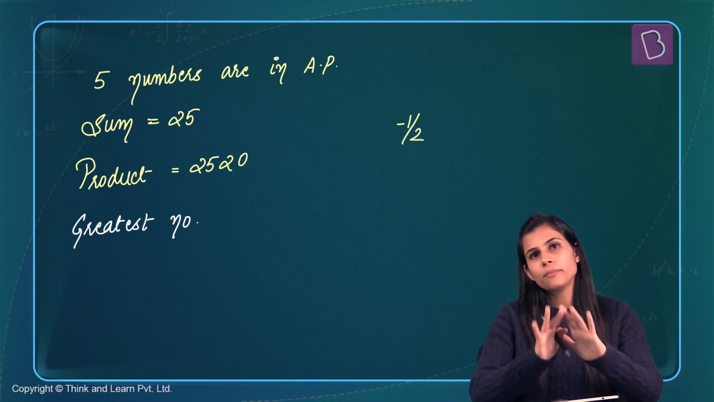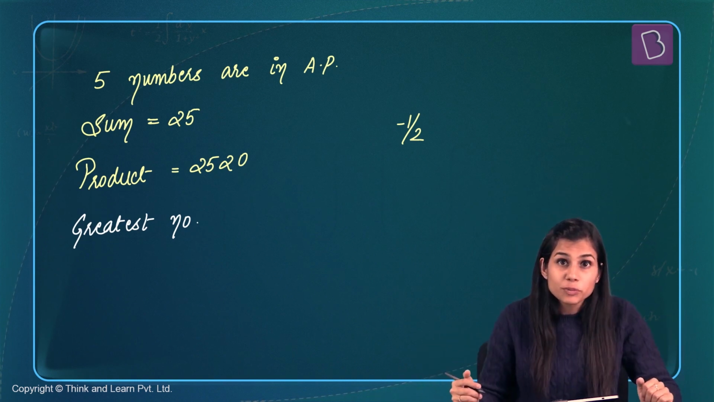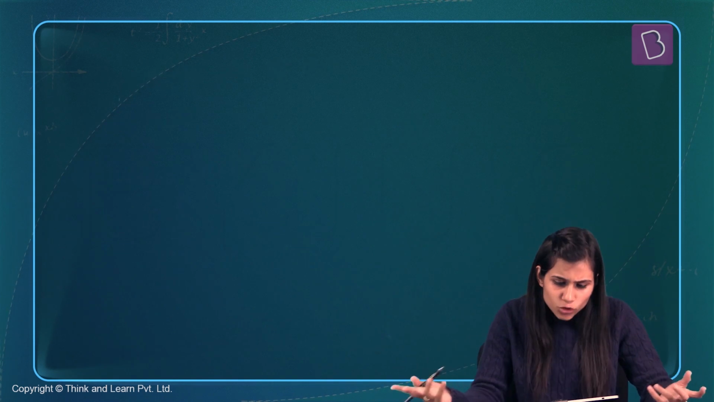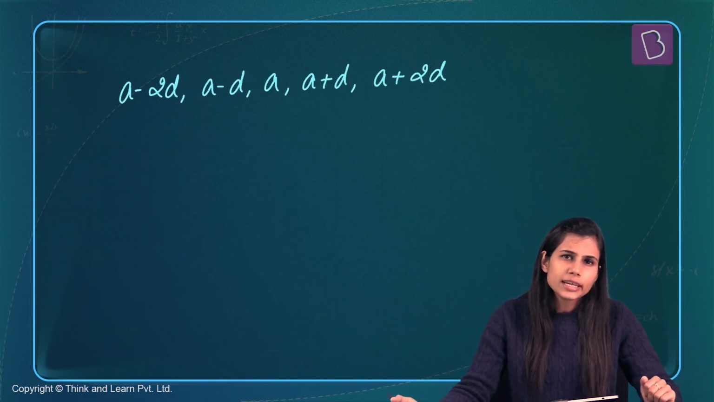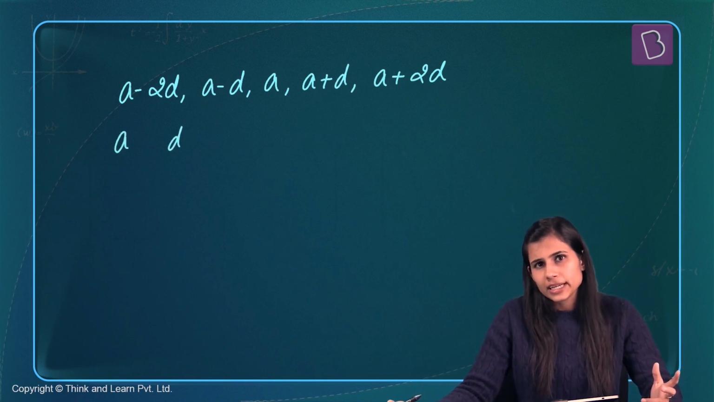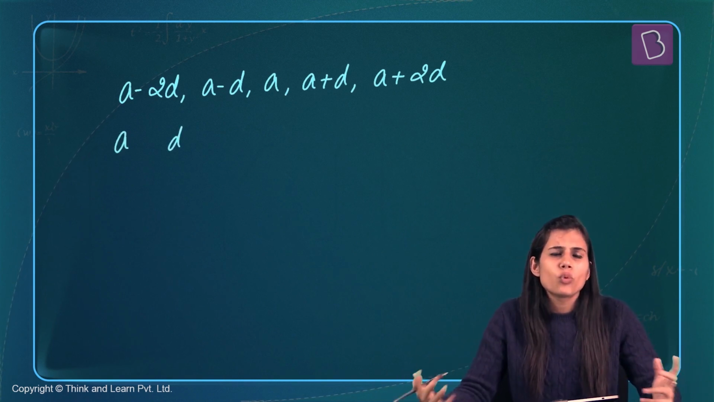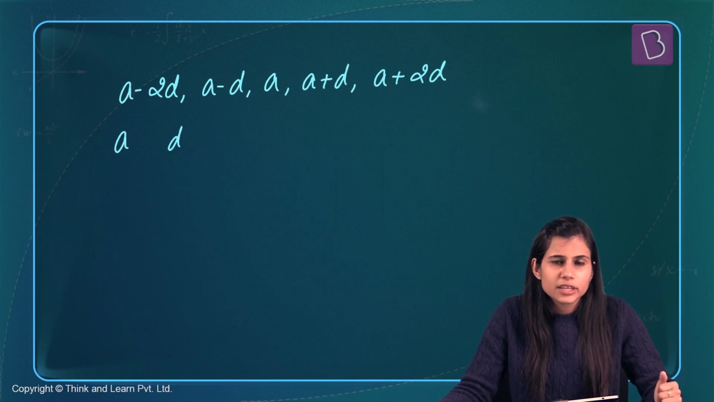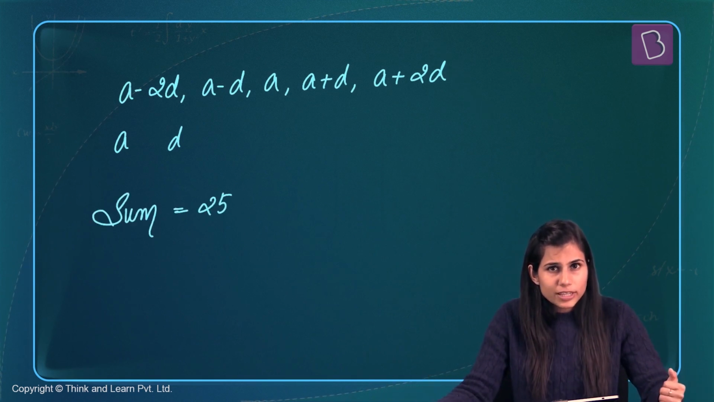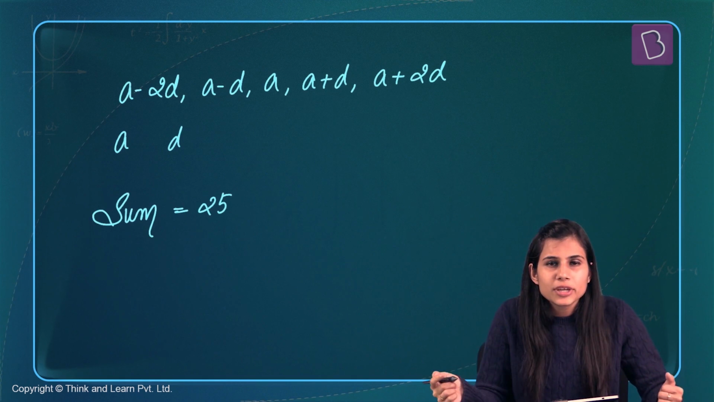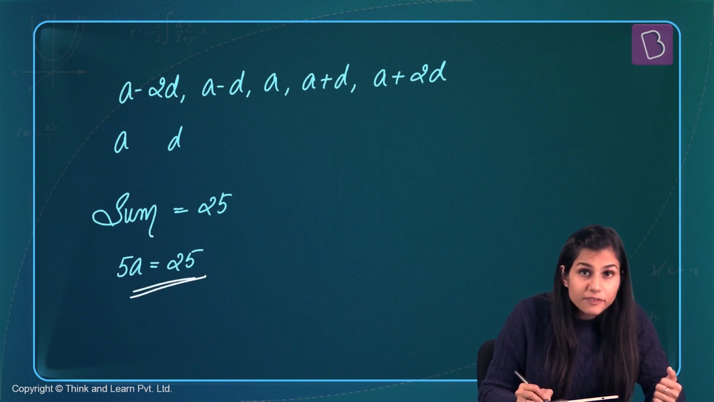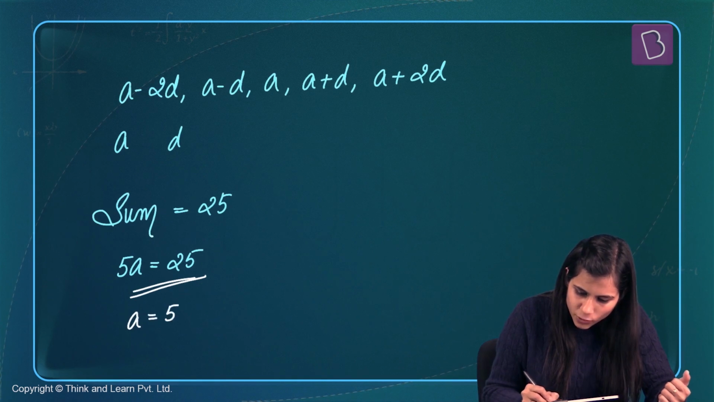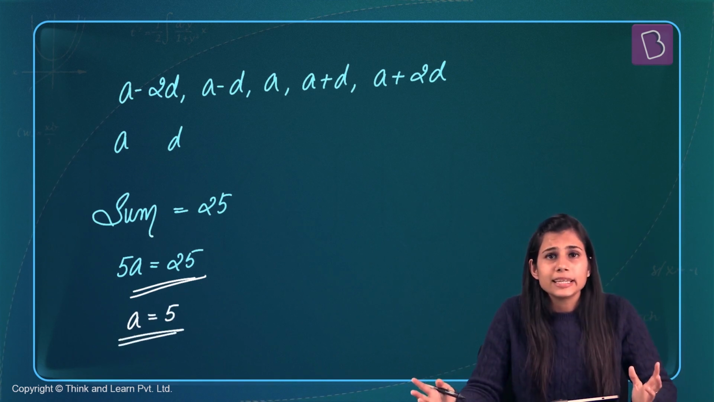Why? Because the moment I begin the question, I assume the 5 numbers which are in AP to be A minus 2D, A minus D, A plus D and A plus 2D. So the target is to compute A and D appropriately and then fetch what is the greatest number out of these 5. So if the sum of these 5 is 25, when you add all these, you simply get 5A equals 25, which in the next step gives you A equals 5. So A is simply decoded.